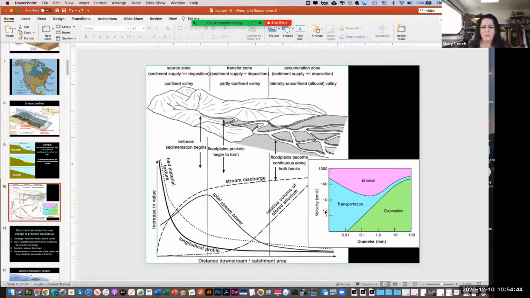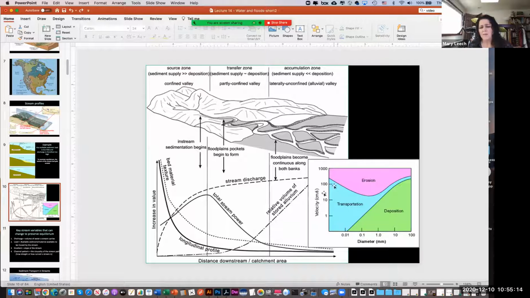This colorful diagram shows you the diameter of the material, so like your particles, sediment size. So from silt and clays up into sands, the very, very fine sands. And this is the speed of the river, the velocity of the water in centimeters per second.